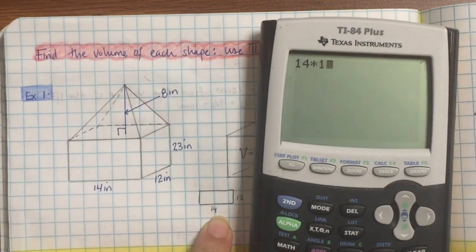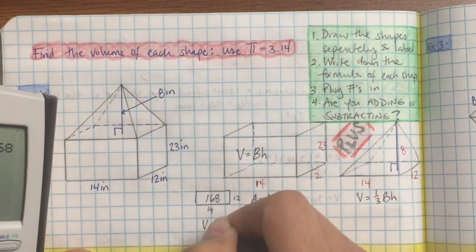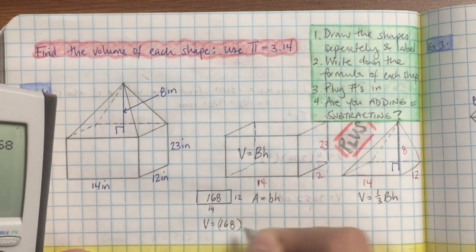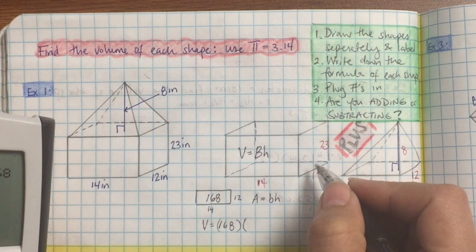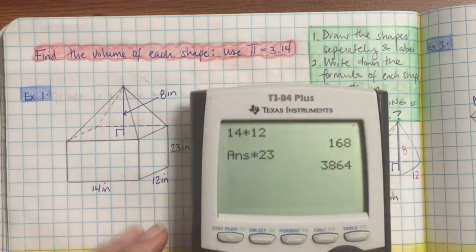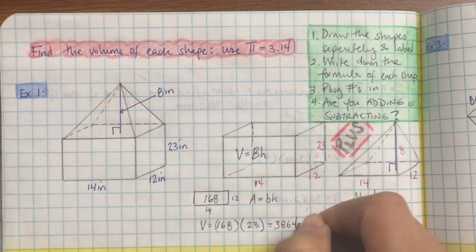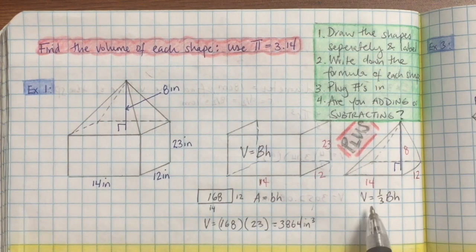This is a listening check. Color in this rectangle, which is 168. So the volume is the area of the base, which is 168, times the height of the prism, which is 23. So the volume is 3,864 inches cubed. Volume is always cubed.